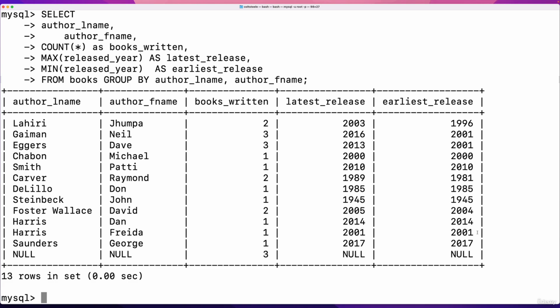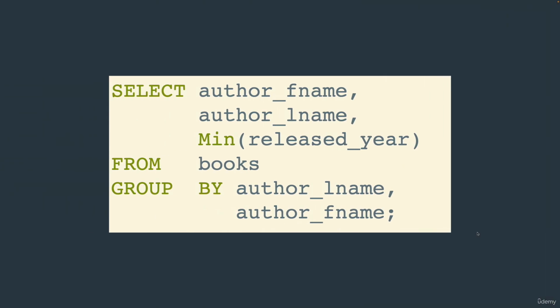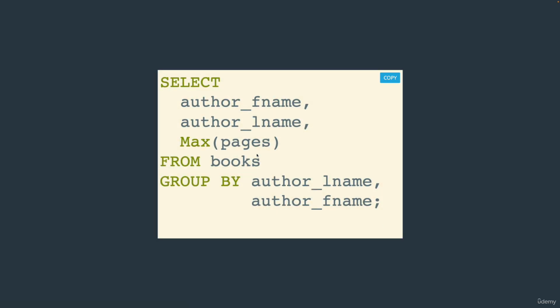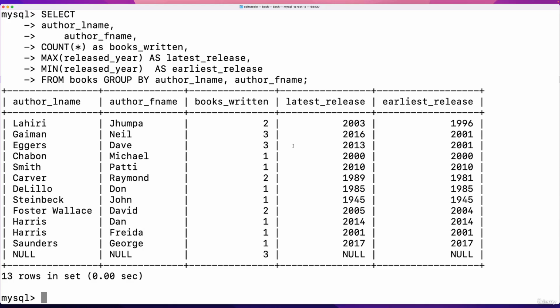Okay? So that is how we can use min and max. I think I have another example of min and max with group by. We already did this. Find the longest page count for each author. We would group each author together, right? All their rows together, and then find max pages, just like that. All right, so next up, we've got another aggregate function.